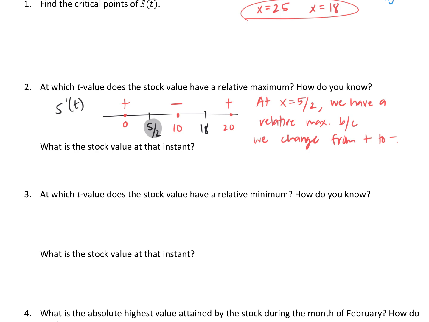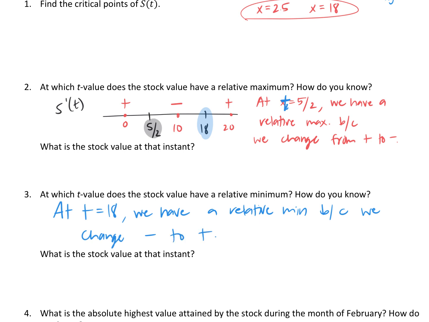Before we answer the second part of that question, I want to talk about what the relative minimum is. Looking at that same sign chart up above, my relative minimum would be changing from negative to positive. So it would be at 18. Okay, so at t equals, or x equals, I should have probably put t up here because that's what our function is defined as, but that's okay. At t equals 18, we have a relative minimum because we change from negative to positive.